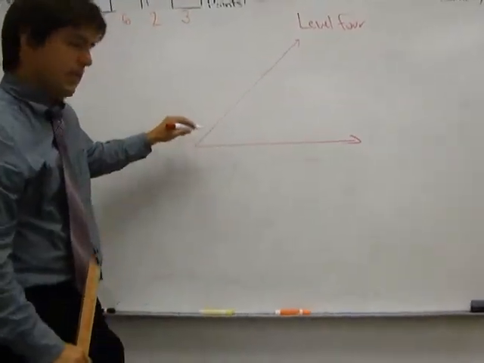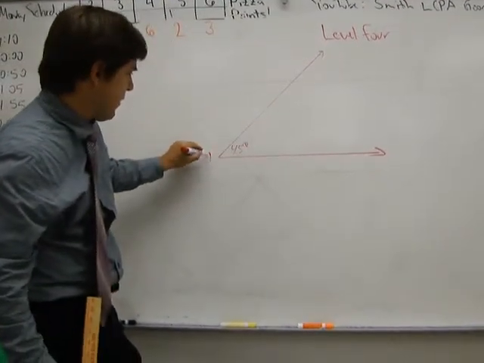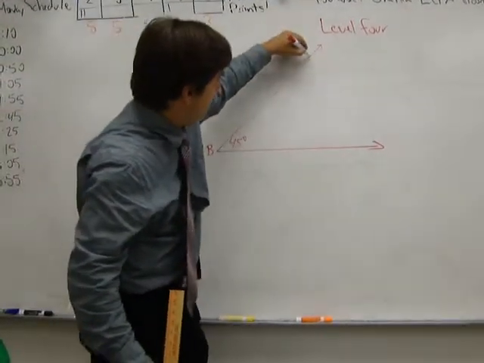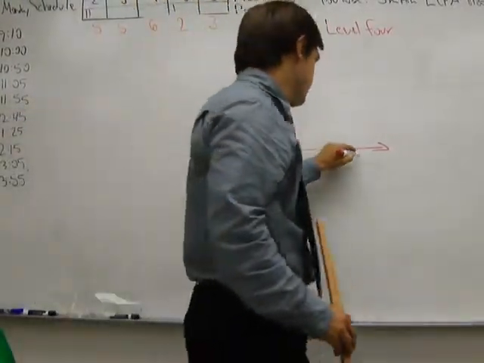So this angle is how many degrees here? 45. And B is my vertex. I'm going to put A up here, and I'm going to put what down here? C. Good. Okay.